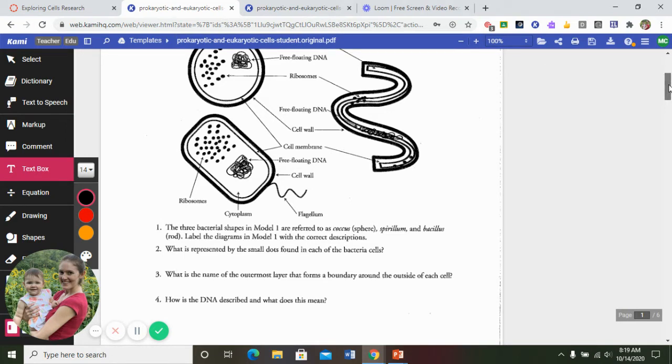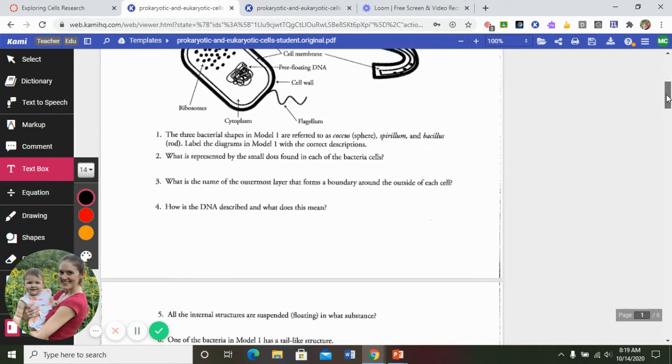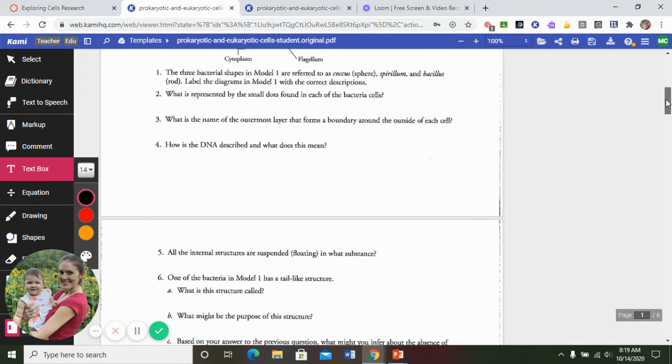Hopefully you're thinking it means it's not enclosed in anything. It's not encased in anything. It just kind of relaxes and chills in there. Not surrounded by anything. You're kind of understanding what we should be doing here. You're just going through and reading those diagrams.